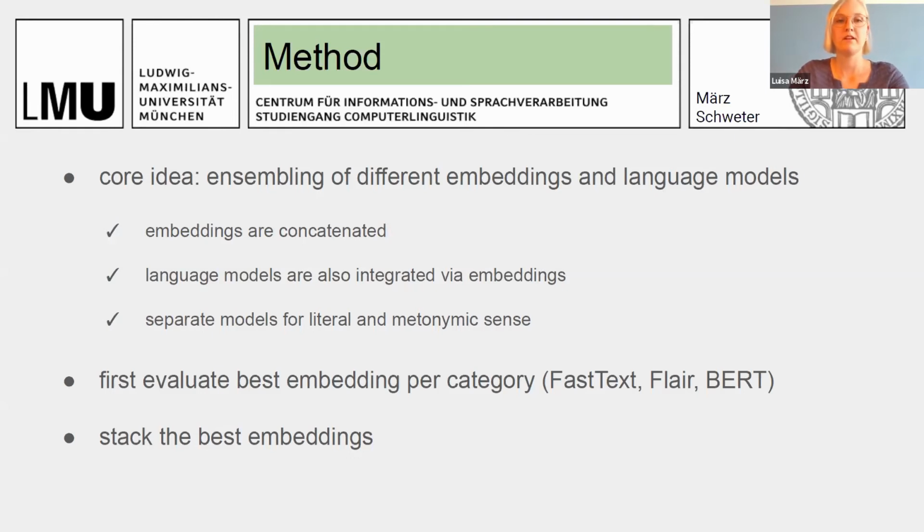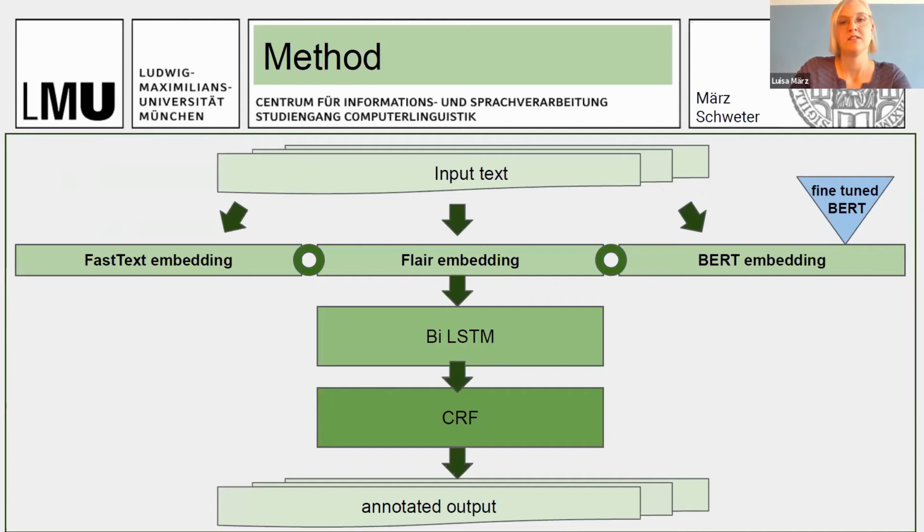In the first step, we evaluated the best embedding per category, and in the second step, we stacked the best embeddings. So this is a very simple graph of our method. We have the different embeddings concatenated with a fine-tuned BERT, which we feed then into a bidirectional LSTM with a CRF layer on top, and then get the final annotated output.